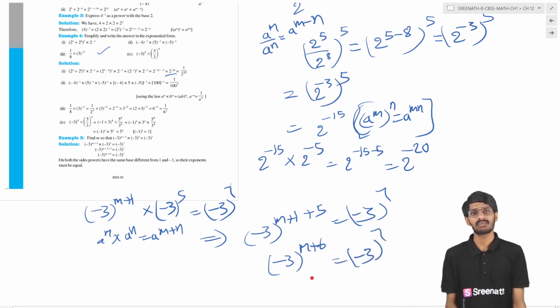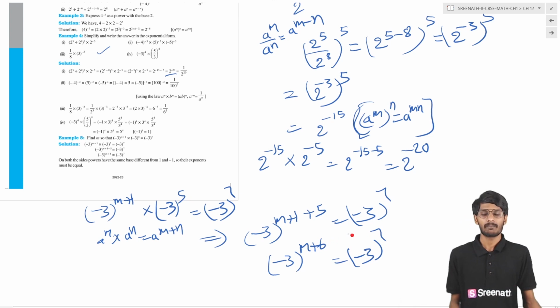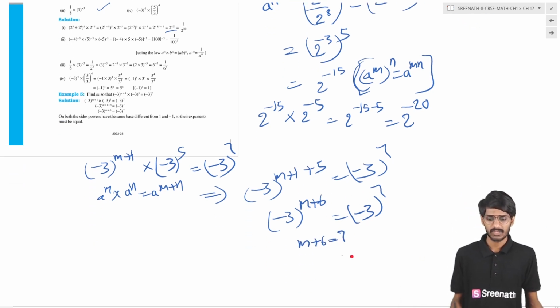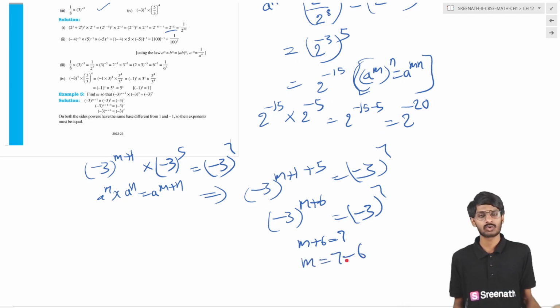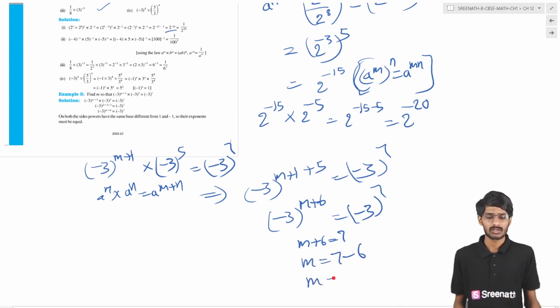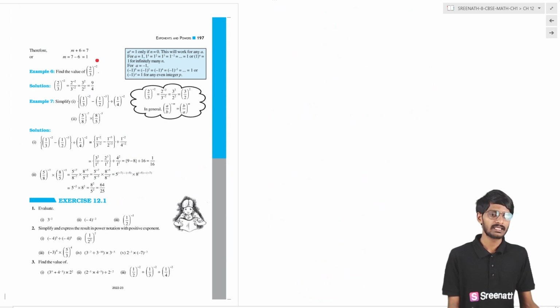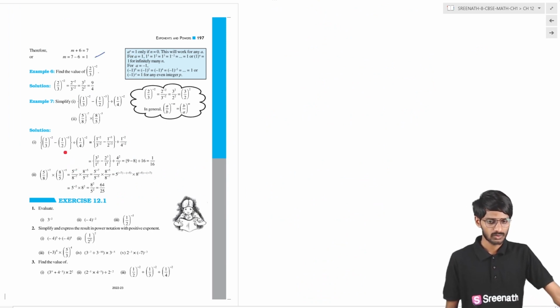Since bases are equal on both sides, we can equate the powers. So m plus 6 equal to 7. From this we can shift 6 to that side, that is m equal to 7 minus 6, that is m equal to 1, students. So finally we have found the value of m. Okay students, finally the value is 1, students.